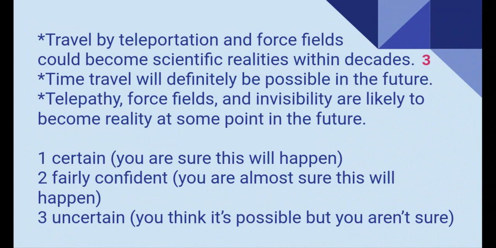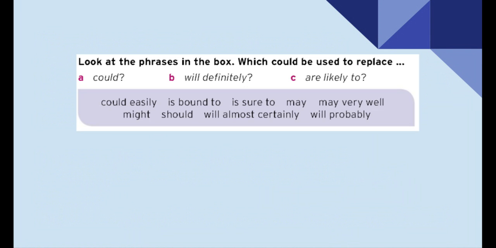Okay, let's check. Time travel will definitely be possible in the future. That is certain. Telepathy, force fields, and invisibility are likely to become reality at some point in the future. Here, we're fairly confident. We're almost sure. Excellent. Now, I want you to please classify these phrases into things that you think could happen. Like, you are uncertain, you're not really sure. Well, definitely, we are really sure that this will happen. And are likely to, we are confident, but we are almost sure. Please pause the video while you classify.